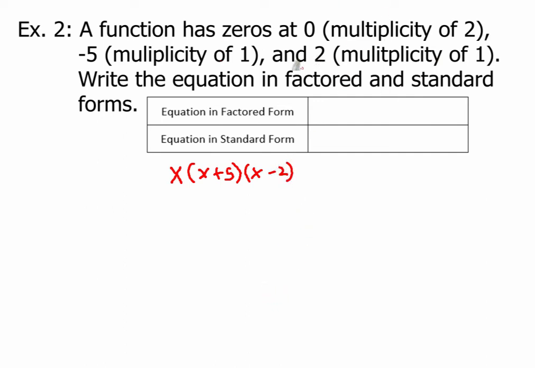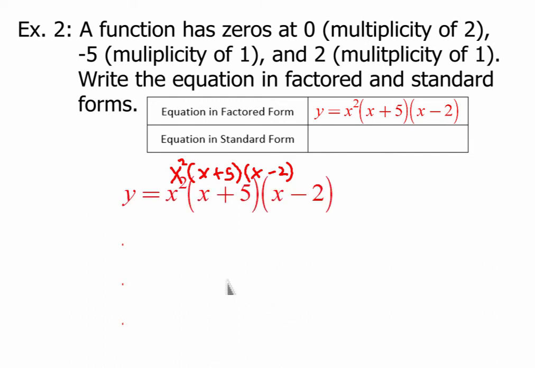Then I want to put in our multiplicities. So the 0 at 0 has a multiplicity of 2, so that's x squared. At negative 5, it has a multiplicity of 1, so I don't need to write anything. At 2, it has a multiplicity of 1, so I don't need to write anything. So my equation in factored form is x squared times x plus 5 times x minus 2.